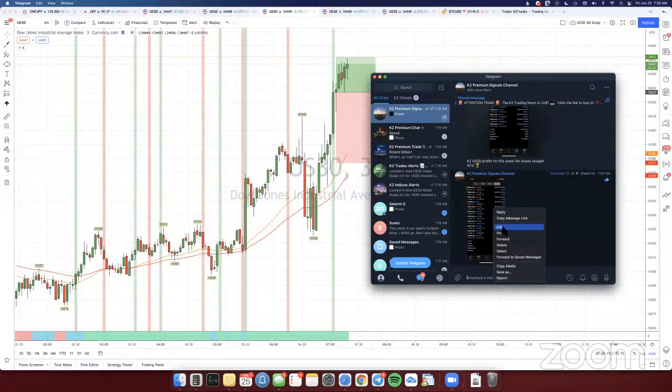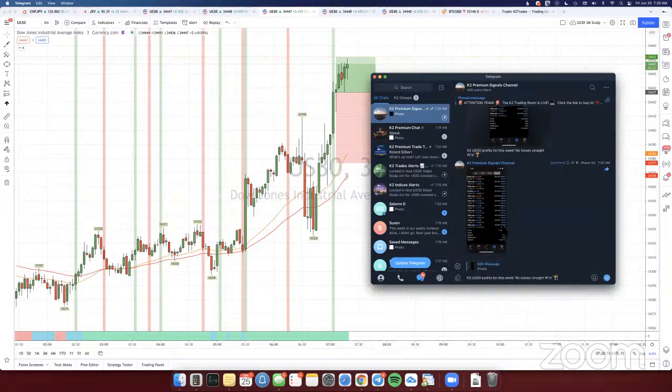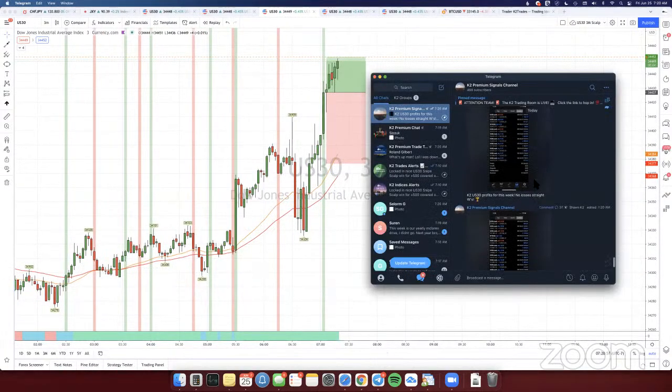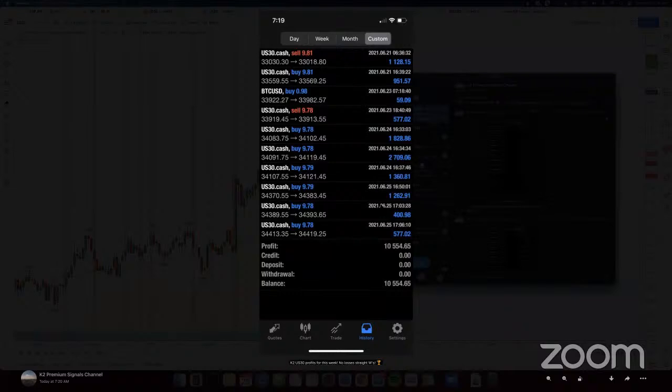So as you guys can see here, if you took any of the morning trades with me, I had no losses. This is what we pride ourselves on here at K2: consistency and win rate. I have no losses here. These are all the trades we took this week from the 21st up until today, the 25th.